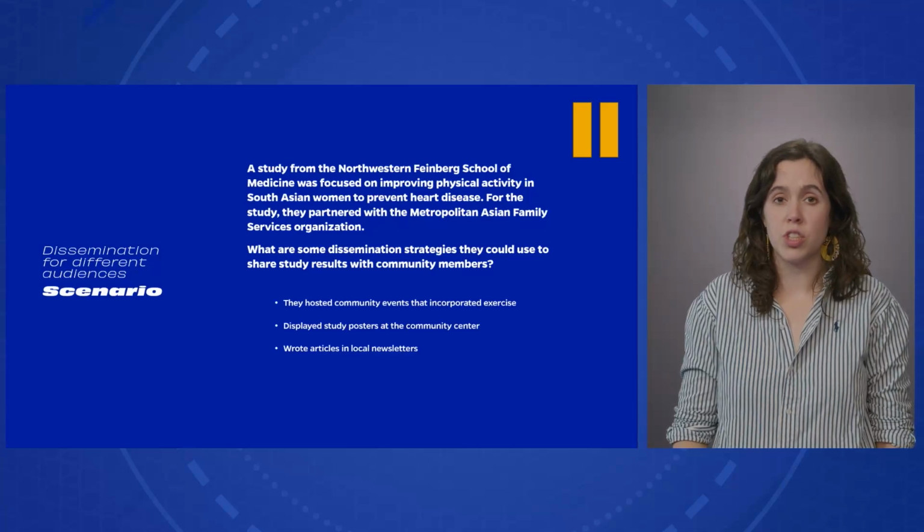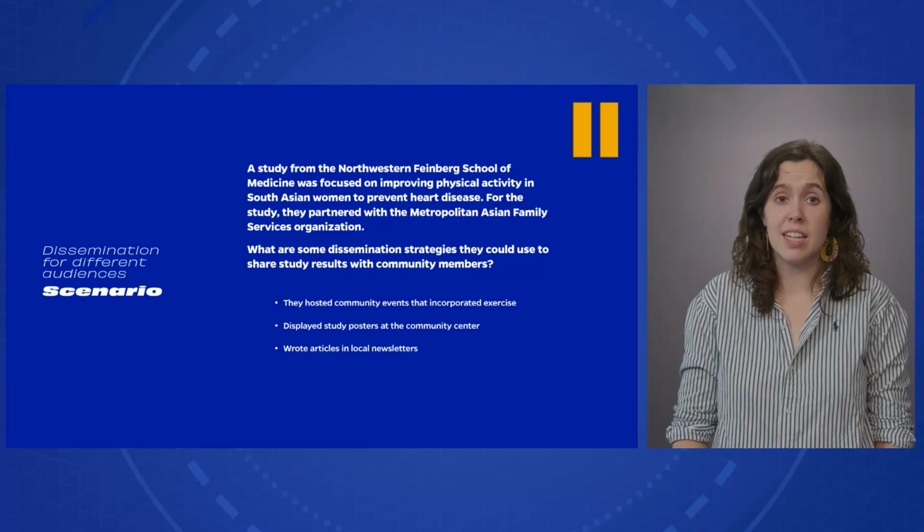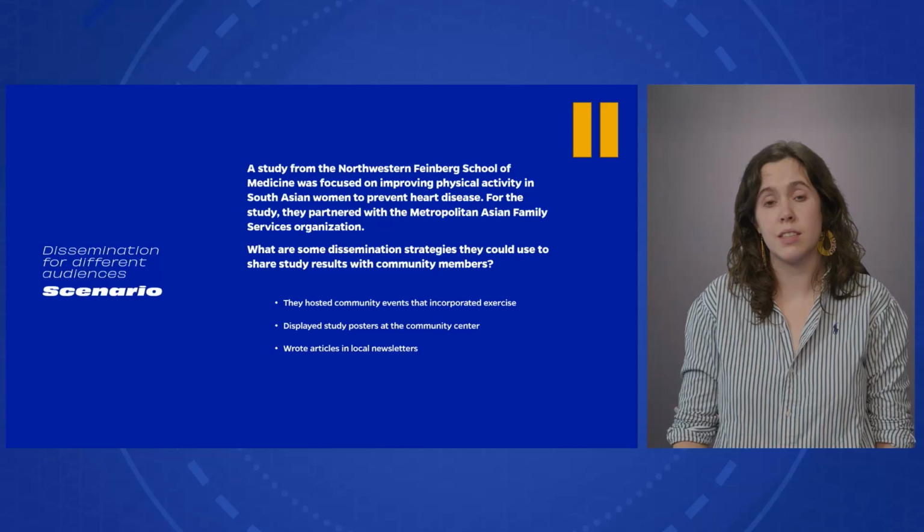Researchers at Northwestern shared their results by hosting events with the Metropolitan Asian Family Services Organization that incorporated family exercise. They displayed study posters at the community center, and they wrote articles in local newsletters.